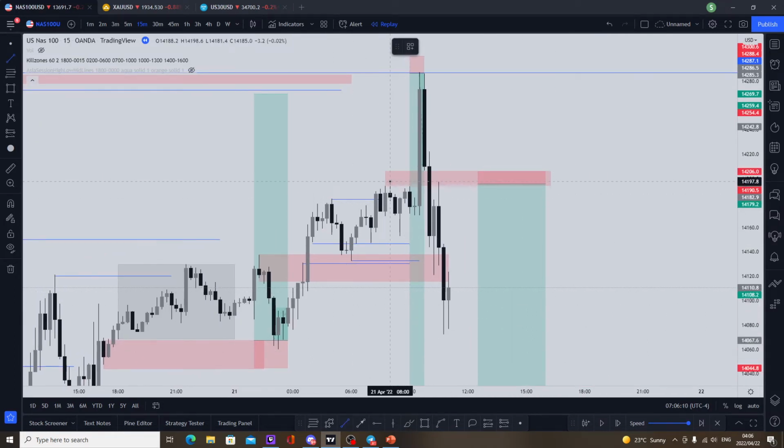Market break this area, and market took liquidity. You see this one or this one, you can use any, but as long as you've got this three candlestick formation here, this one is more important. And what did the market do here? That is one thing that you need to pay attention to.